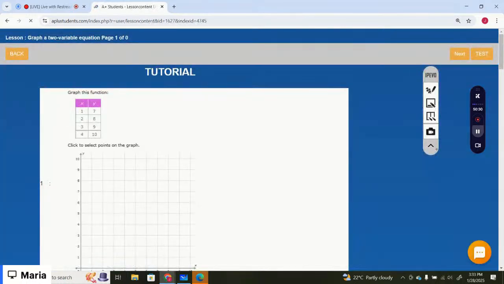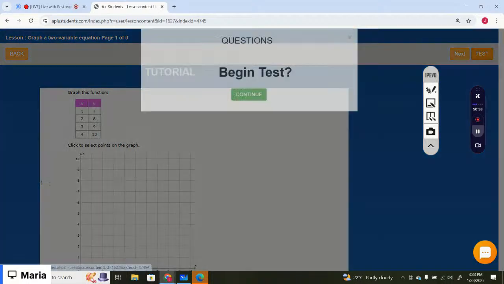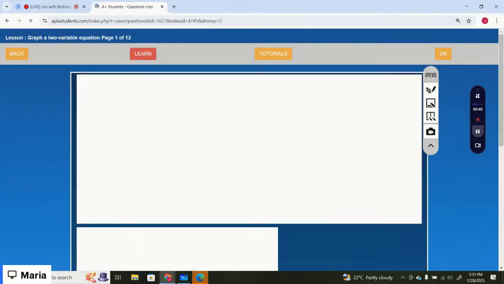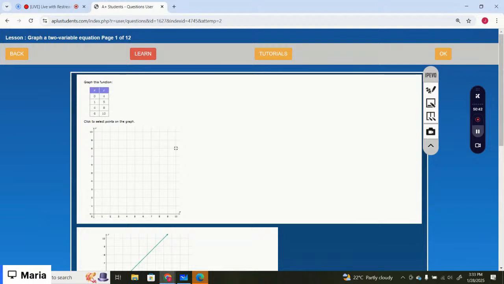Graph a two variable equation. So now we're going to learn how to graph a function. Let's just start with the test questions and see how we graph the functions. Graph the functions. Basically, you have to plot the points on the graph.